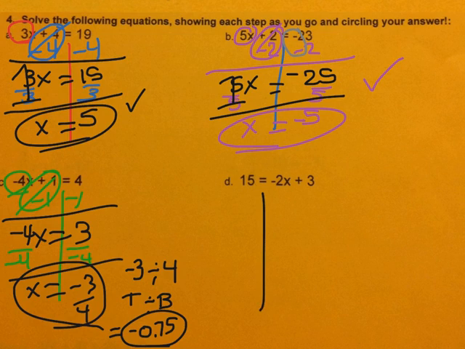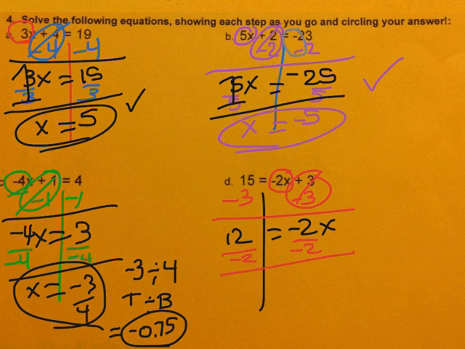Alright, letter D. Drop my line. This time my x is on the right, so I want to eliminate this positive 3, and I'm going to do that by adding a negative 3. 15 and negative 3 is 12. And I have a negative 2x left, so when I divide both sides by negative 2, that leaves me with x on the right and a negative 6 on the left. And that's the same thing. It doesn't matter which side x is on as long as they're equal. If I did go back and check, negative 6 times negative 2 is positive 12, and positive 12 plus 3 is 15. So that works out as well.